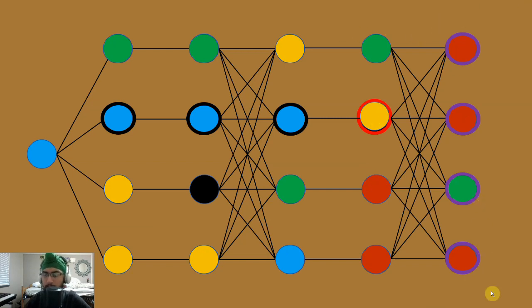So all these distance 1 nodes, none of them are blue, so we move on. Distance 2 nodes, none of them are blue again, so we move on to the third level. And we find a blue node over here, and we can trace back the path we took.